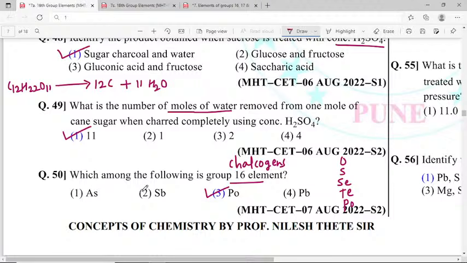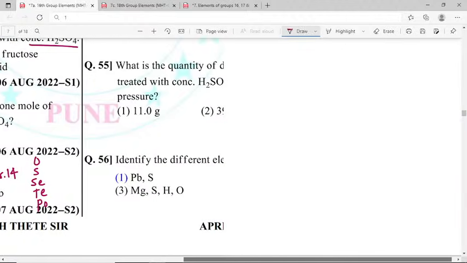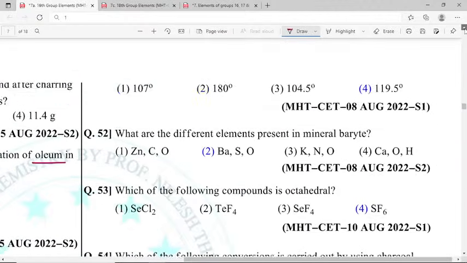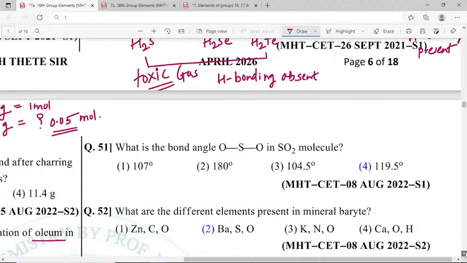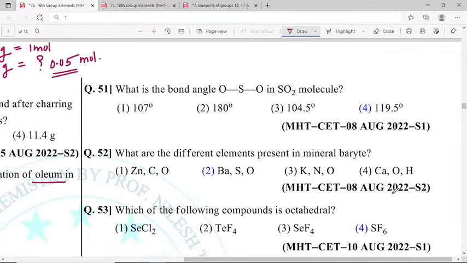Nitrogen, phosphorus, arsenic, antimony: this is group 15. Lead is group 14. Polonium is radioactive. Polonium is a radioactive chalcogen, and it is the last element from group 16.